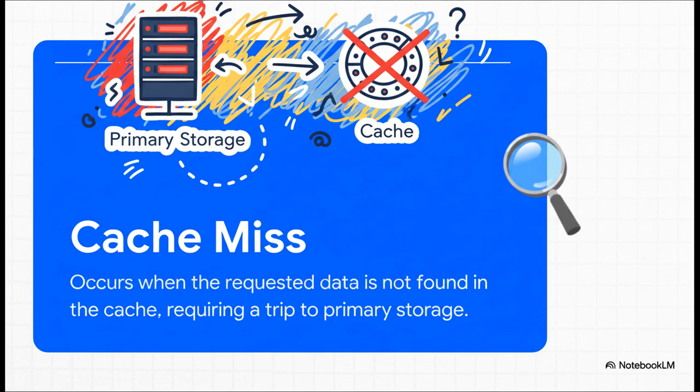Well, that's what we call a cache miss. It means we have to take the long way around, all the way back to that primary database. But here's the clever bit. On the way back, we grab a copy of that data and we put it in the cache. That way, the next time someone asks for it, it'll be a cache hit.